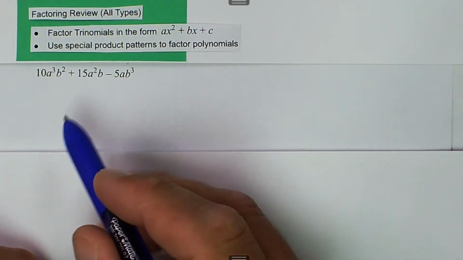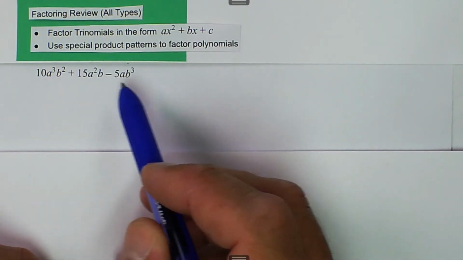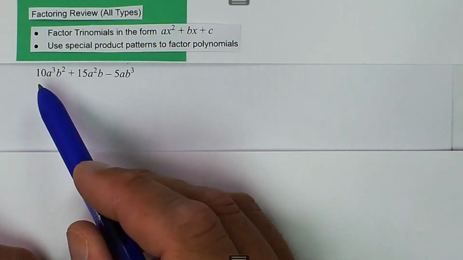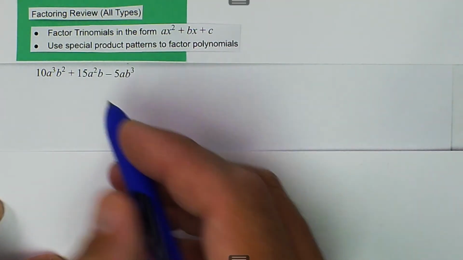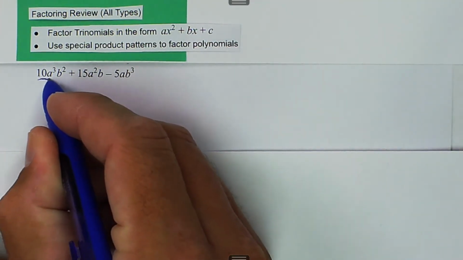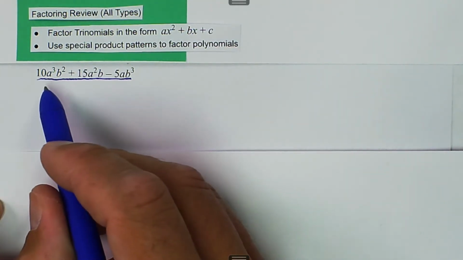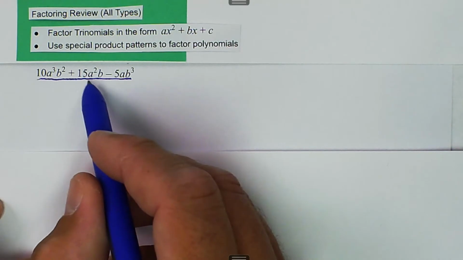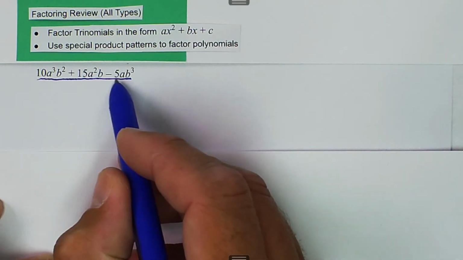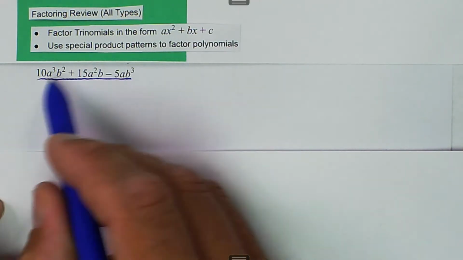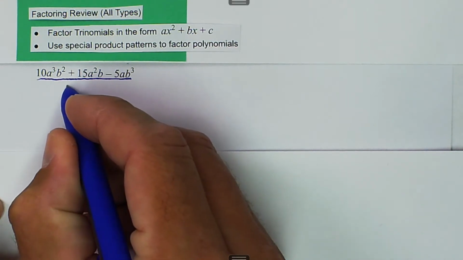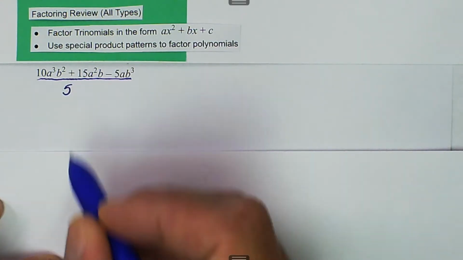So basically what we want to do is we want to try to see what all of these terms are divisible by. So here I'm just going to put a divide sign and I'm going to say just look at the coefficients. We have 10, 15, and -5. And what do all those have in common? Hopefully we can see that these are all divisible by 5.